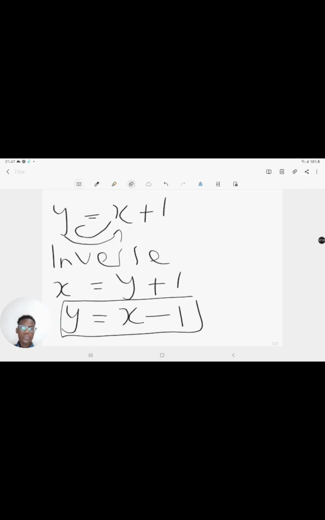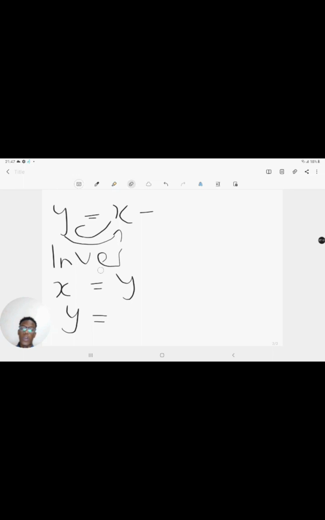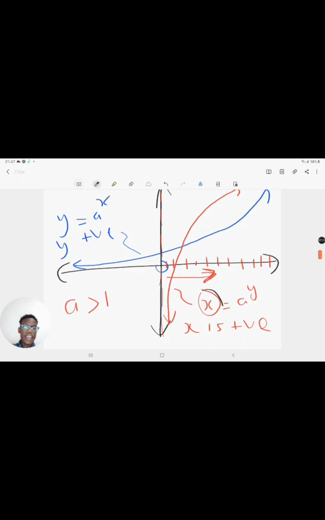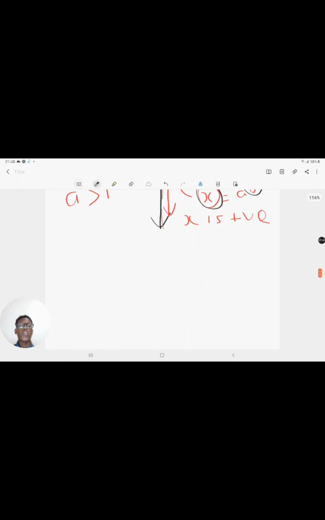Now, why am I telling you that? Because I want you to take note of the following. If you look at this equation up here, it has x as the subject of the formula and y as an exponent, as a variable in the formula. But we want to make y the subject of the formula. We want to express the inverse of the exponential function in such a way that y is the subject of the formula. So that's where your logs come in.